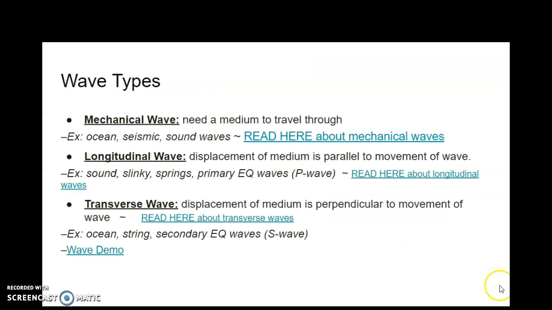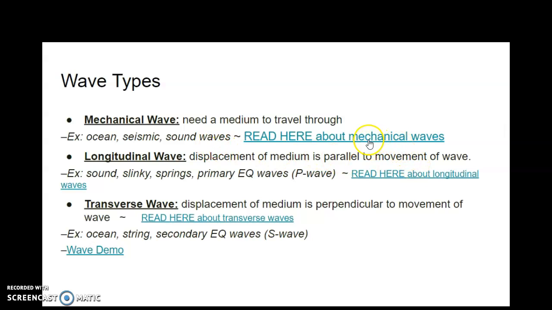We have three basic wave types. There are mechanical waves. These need a medium to travel through. Some examples include the ocean. So the medium they are traveling through would be the water, correct? Seismic waves. We live in Alaska. We have experienced earthquakes. So those mechanical waves are going through the earth, right? Sound waves travel through the air. The air is the medium through which the wave travels.